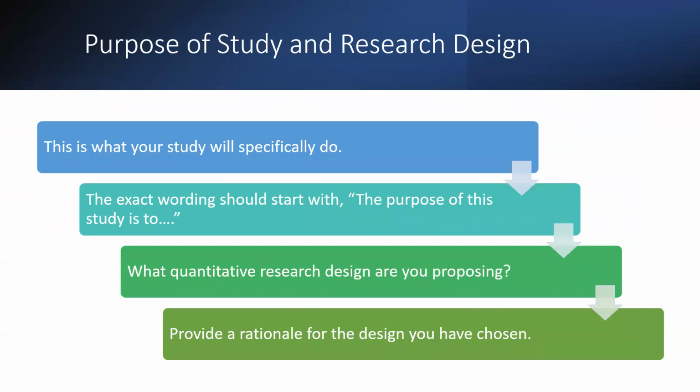Then you go to the purpose of your study and research design. The purpose of your study is what your study is going to do. So the problem statement is the large societal issue, but we can't fix everything in a societal issue, but we can focus on a specific aspect of it and what that would require. So that is part of this purpose statement.